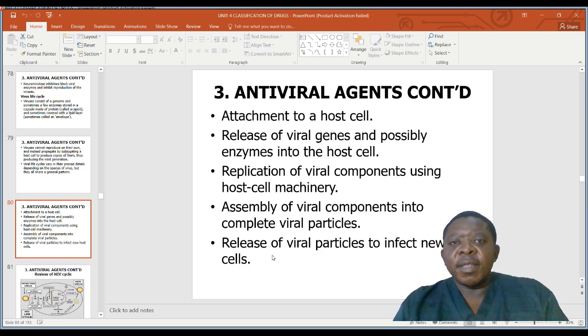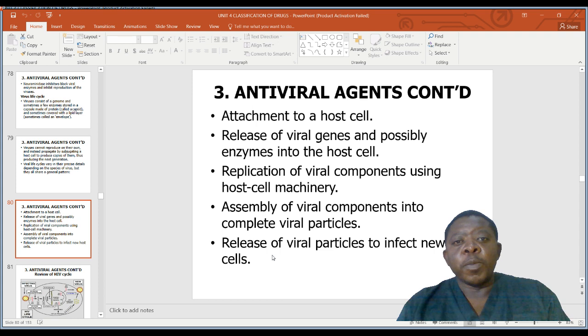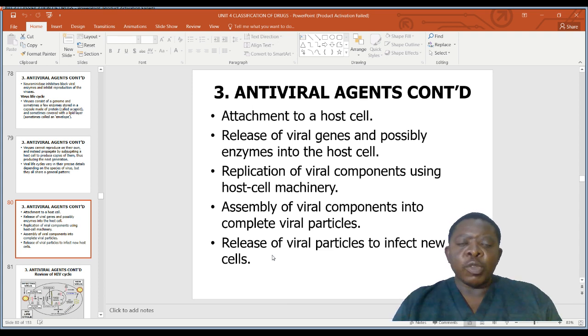Attachment, they share a general pattern. So there will be attachment to a host cell. This is the pattern that they share. The virus will enter the body, the blood system, and then it will attach to a host cell.